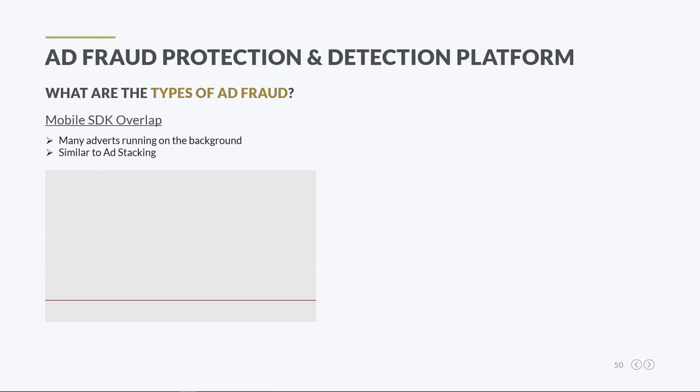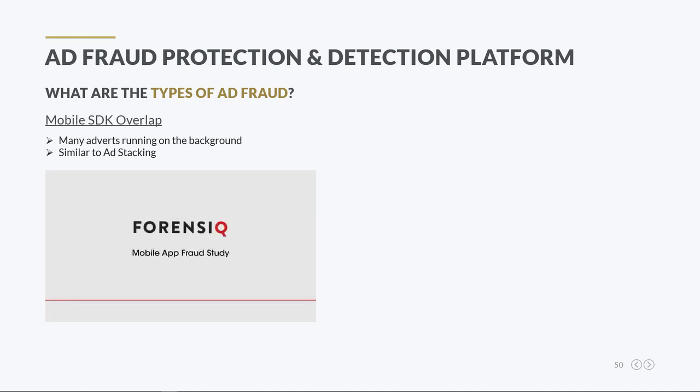The mobile SDK overlap technique is quite popular in the mobile space. In a given mobile app, there might be adverts running from different ad exchanges and networks simultaneously, and all in the background. It works like ad stacking I described earlier, where many adverts load but only one is visible to the human eye. Now, let's see how this works.